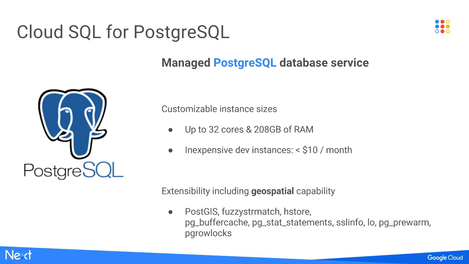The same goes for MySQL, our largest instance type, 32 cores and 208 gigs of RAM. We also offer inexpensive development instances, starting at a little less than $10, again, both for Postgres and for MySQL.